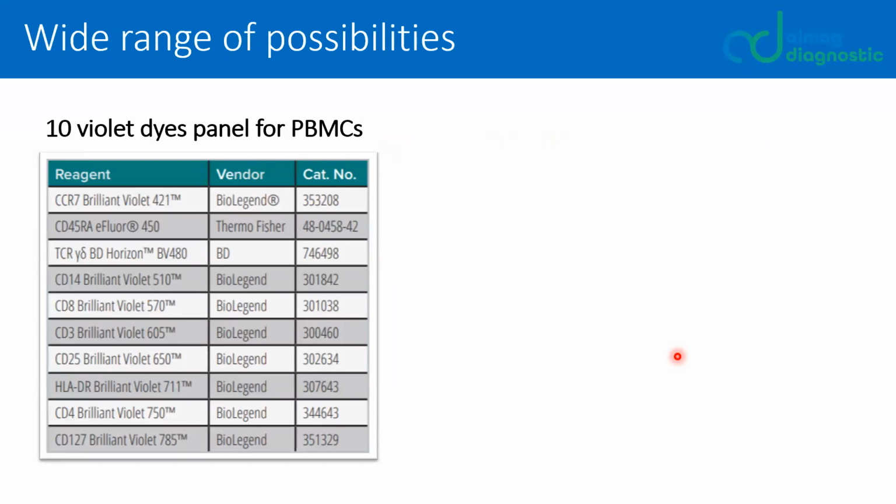So in spectral flow, there are a wide range of possibilities. With spectral flow, the paradigm has changed. You don't have to think anymore of how many lasers and how many detectors you have. Instead, you should ask yourself how many markers you want to analyze in one tube. So here is an example for a 10 violet dyes panel for PBMCs.